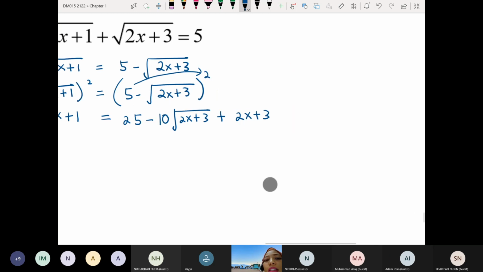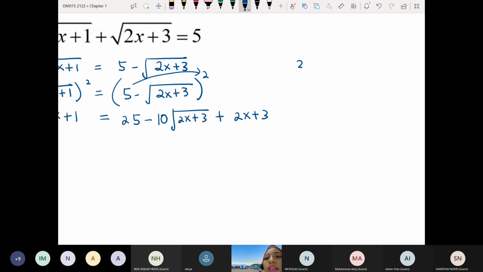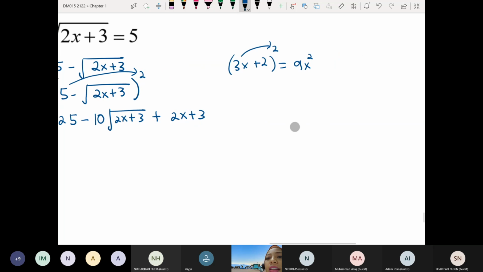Macam mana cikgu dapat? Cikgu congak. Cikgu dah biasa dah. 3x plus 2 square. Apa yang buat? Squarekan semua. 3 kuasa 2, 9x square. And then dekat tengah ni adalah hasil darab kesemuanya. 2 darab 2, 4. 4 darab 3x dapat 12x. Ini kuasa 2 dapat 4.